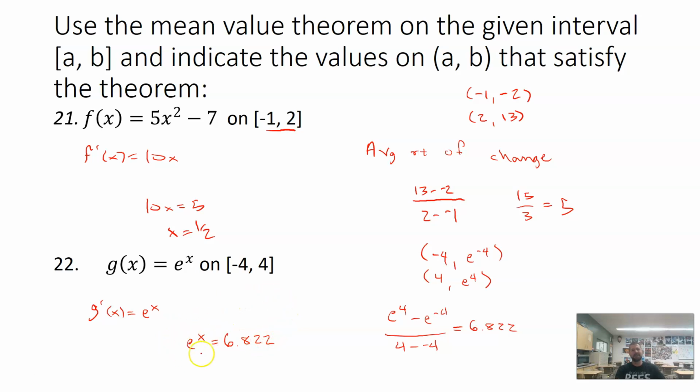Now I know it's been a while since you've had to solve problems with e to the x, but what we do to get rid of the e is we take the ln of both sides. When I do that, I get ln of 6.822. When I put that into my calculator, I get that x equals 1.920. Now on the test itself, you're not going to have to worry about being able to solve an e question. I just want to make sure that we understand how to do that problem.